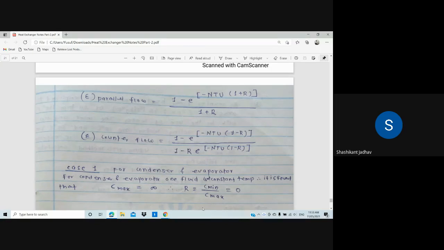That is epsilon of counter flow is equal to, now we have derived that equation, write down that equation, 1 minus e raised to minus NTU into bracket 1 minus R, divided by 1 minus R e raised to minus NTU into bracket 1 minus R. Okay, so these two are the equations for the effectiveness for the parallel flow heat exchanger and the counter flow heat exchanger.